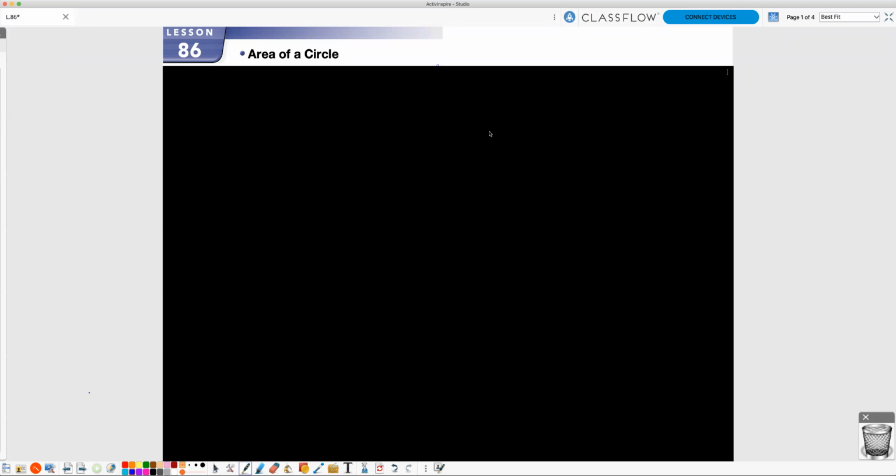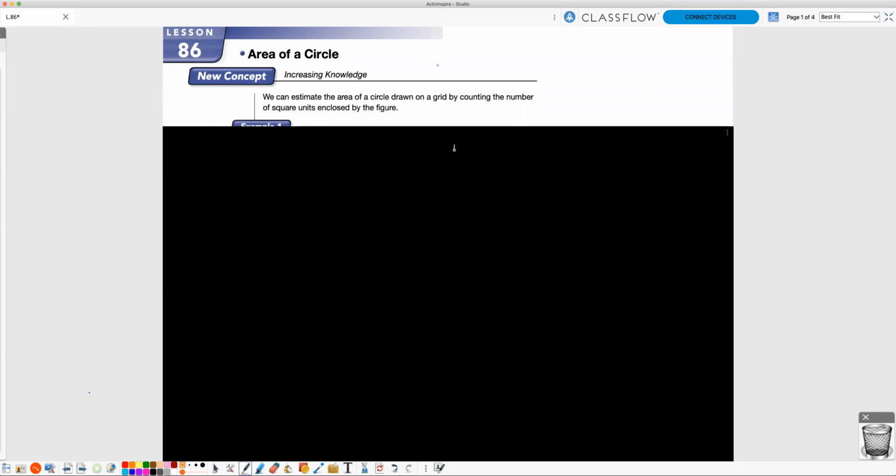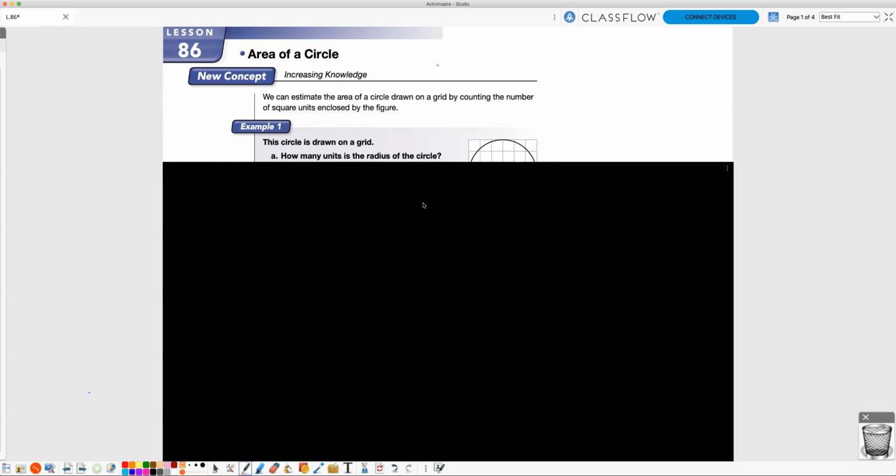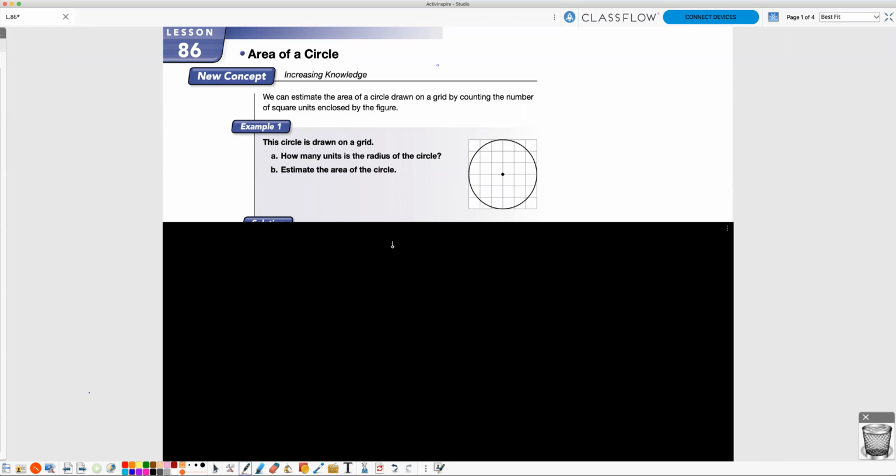Hello and welcome back. This is Saxon Math Lesson 86, Area of a Circle. We can estimate the area of a circle drawn on a grid by counting the number of square units enclosed by the figure. In this example, this circle is drawn on a grid. How many units is the radius of the circle? For part A, you can see that the radius goes from the center of the circle to the edge of the circle. I can see that it has 3 units. So 3 units would be the radius of the circle.